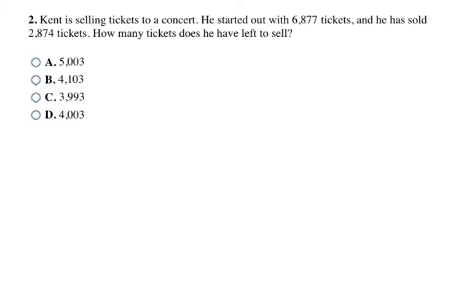My next question is, Kent is selling tickets to a concert. He started out with 6,877 tickets, and he has sold 2,874 tickets. How many tickets does he have left to sell? So how many does he have left? Those are keywords that tell me subtraction. So subtraction is going to be my plan.